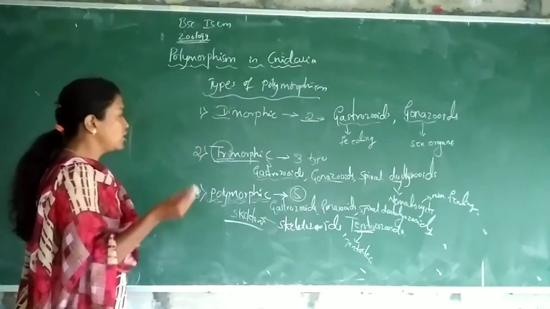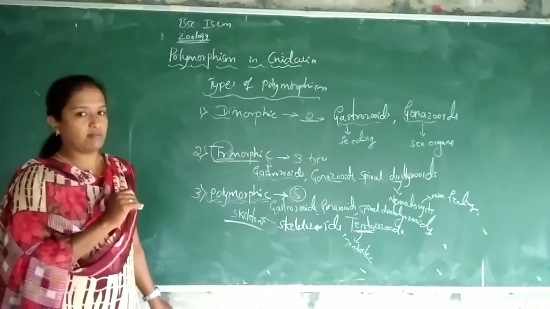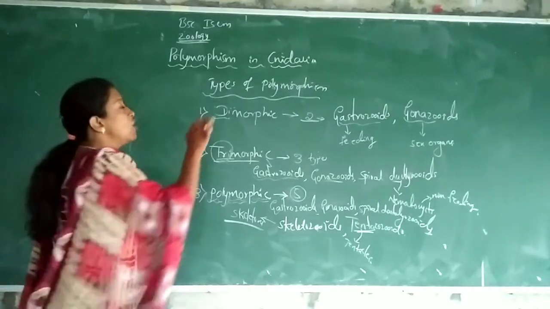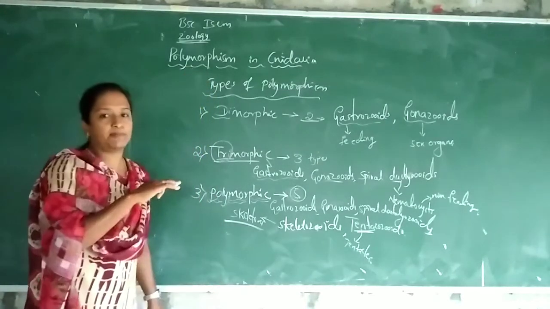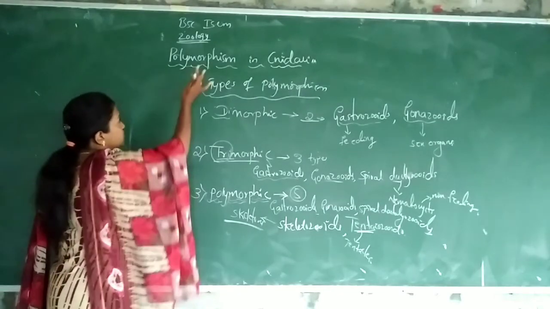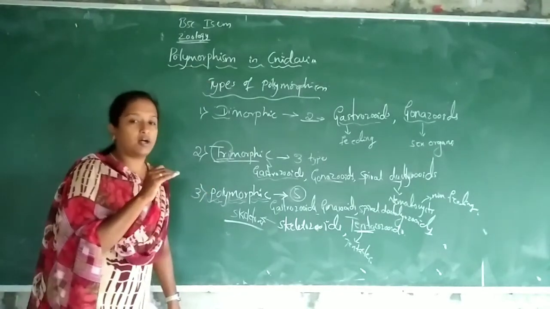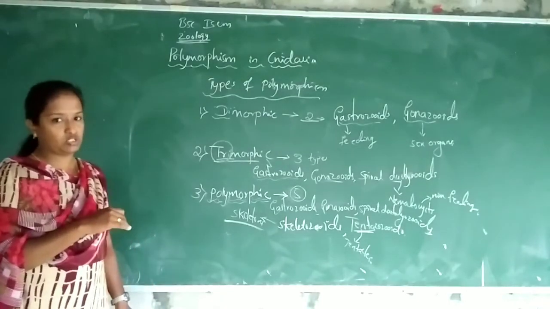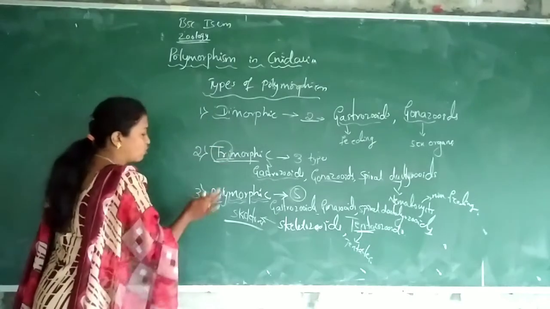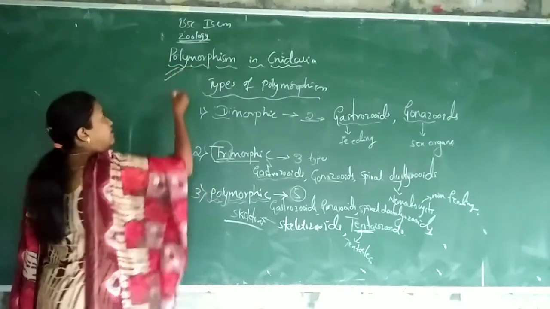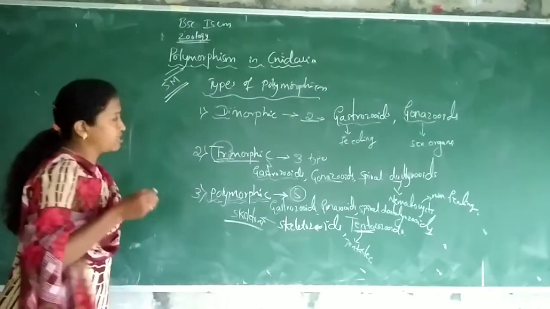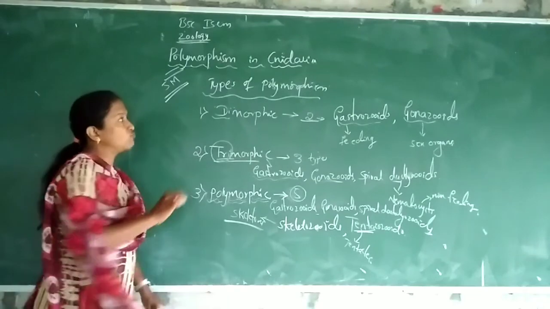One is dimorphic, trimorphic, and polymorphic. So this is the completion of polymorphism in cnidaria. First, we should understand the meaning of polymorphism and an example of polymorphism. After that, there are two forms of polymorphism: polyps and medusae. After that, there are the types of polymorphism: dimorphic, trimorphic, polymorphic. This is a very important question in your examination for 5 marks. Polymorphism in cnidaria. So this completes the phylum cnidaria.